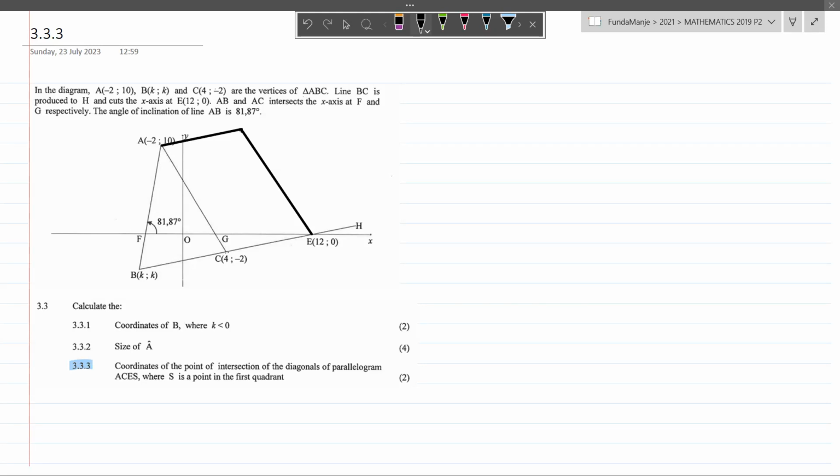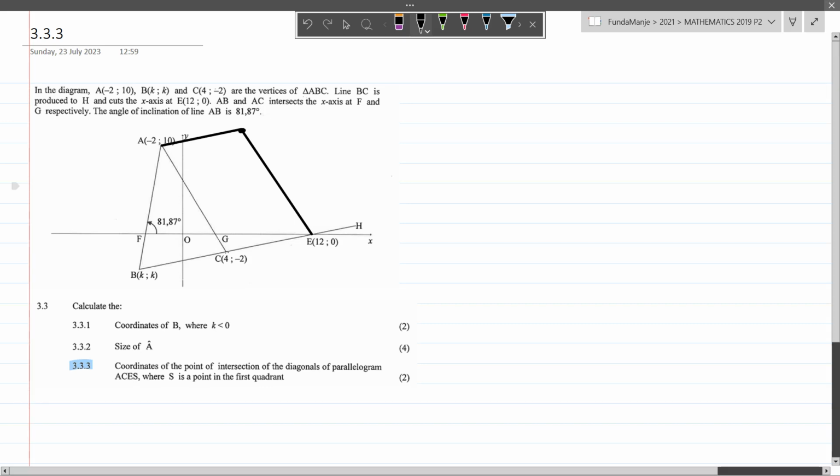3.3.3 says calculate the coordinates of the point of intersection of the diagonals of parallelogram ACES, where S is a point in the first quadrant. Now these thicker lines are lines that I have added that are parallel to the opposite sides and can help us visualize where point S would be.